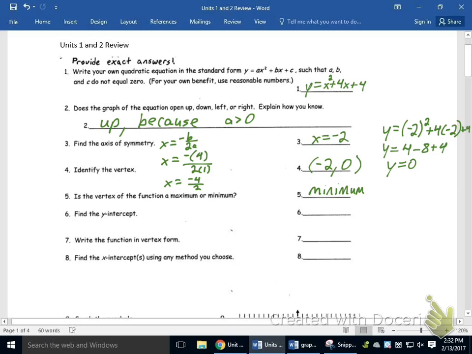All right, number 6, find the y-intercept. The y-intercept is always your c value, so 0, 4 for me. You can also graph it in your calculator and see that.